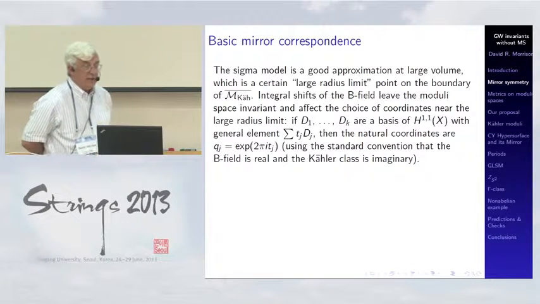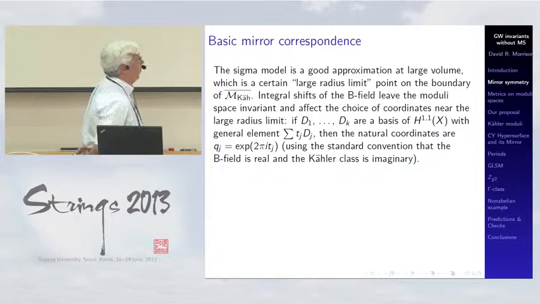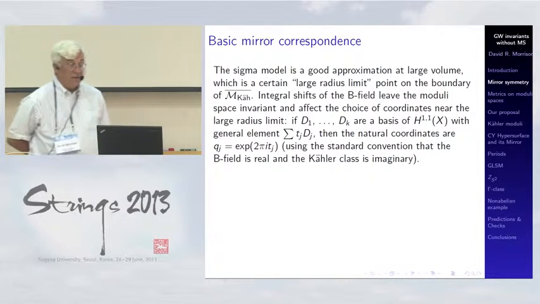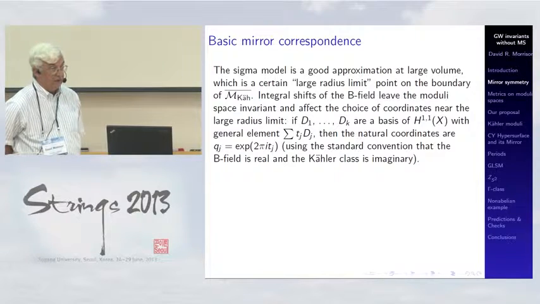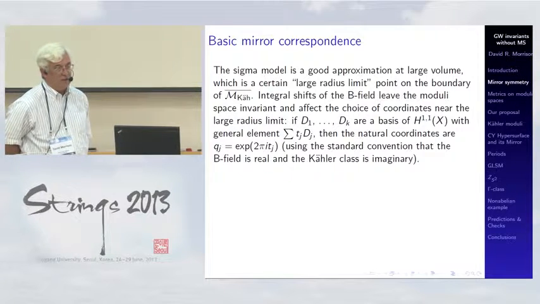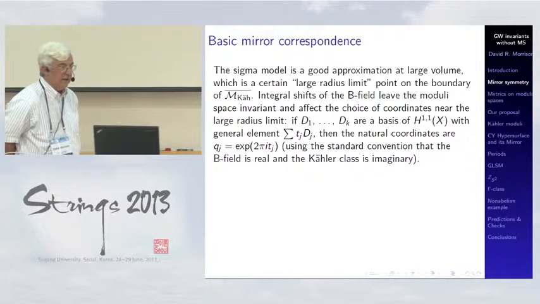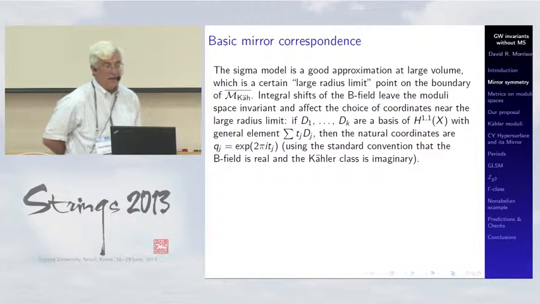Now, to do that calculation, you have to know where you're trying to calculate. And part of the point is that the sigma model is only a good approximation when the volume is large. So you should go in this moduli space of Kähler parameters to a large radius limit point. I put the bar there to indicate a compactification. This large radius point is really outside the moduli space. And if you want to correctly describe the moduli space, you have to take into account integral shifts of the B field, which are what were used to complexify the Kähler classes.